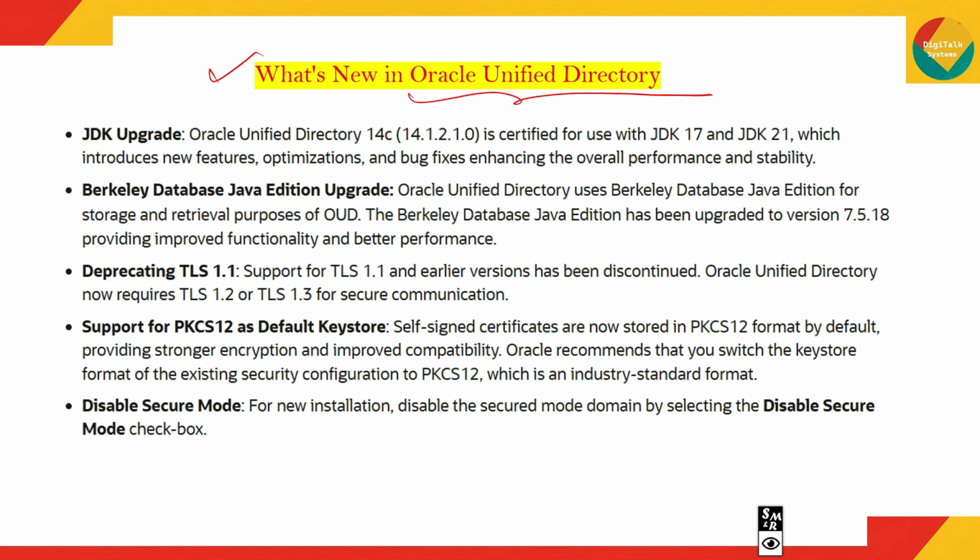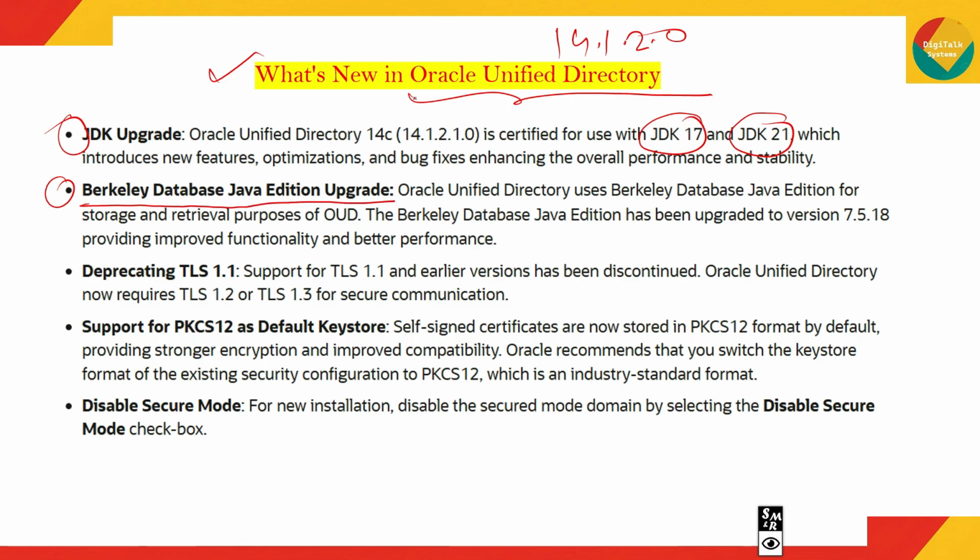Again, in the Unified Directory, the changes are almost the same as we have seen for the previous OAM and OID, but there are certain more changes. And what are those changes? Let me explain. The first is the same. JDK is now supporting 17 and JDK 21 in the Unified Directory 14.1.2.0. Second is the Berkeley Database Java Edition upgrade.